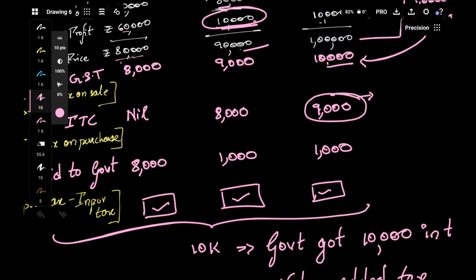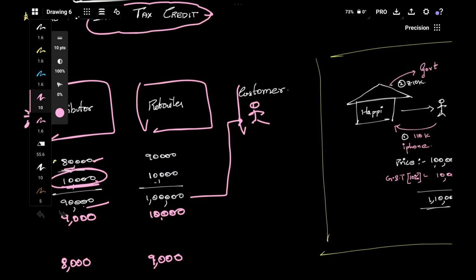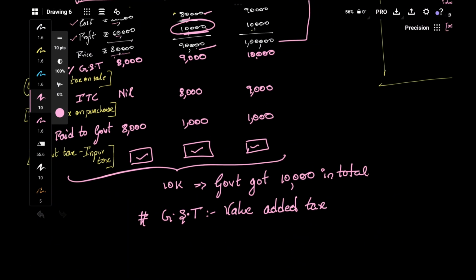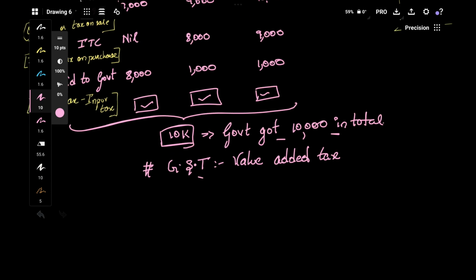So this is how this whole input tax credit system works, and that is how everyone passes their burden to the ultimate customer or consumer. He is the one who is going to bear the tax burden. So the government has collected its 10,000. So the government has no problem now. And GST is a value added tax.